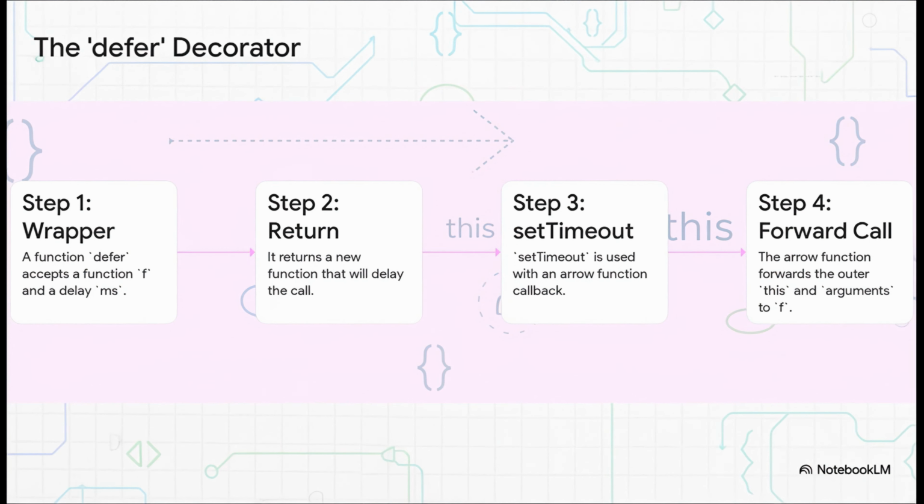Let's look at this defer function. It takes another function and returns a new version that runs after a delay. Now focus on that arrow function inside of setTimeout. Because it has no this or arguments of its own, when we call f.apply, it transparently passes along the this and arguments from the outer function call. It's a super clean pass-through that just works, no extra boilerplate needed.